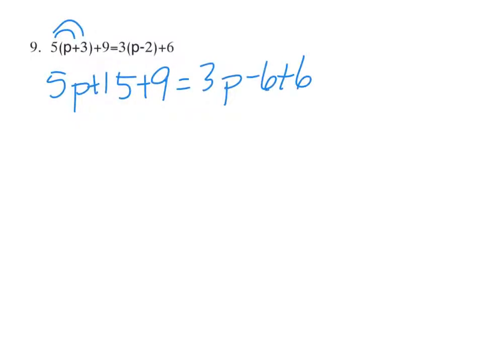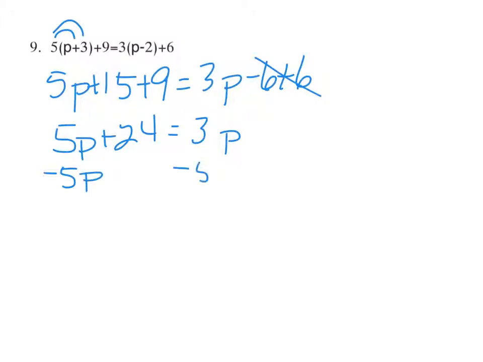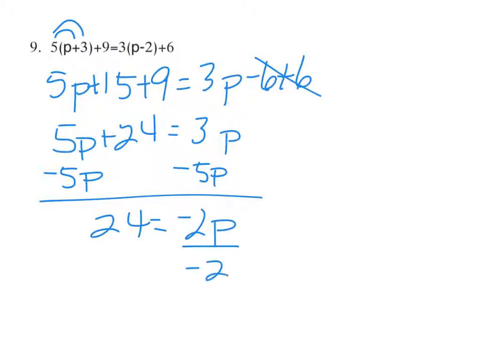First step, distribute. So I've got 5p plus 15 plus 9 equals 3p minus 6 plus 6. Well, when I go to combine my like terms, 15 plus 9 is 24, and negative 6 and positive 6 are additive inverses, so they just cancel out. Now I want to subtract 5p from both sides this time. I usually try to keep my coefficient positive, but if I move the 3p over, I'd leave it nothing on the right side. So 3p minus 5p is negative 2p. Divide by negative 2, and we have p is negative 12.